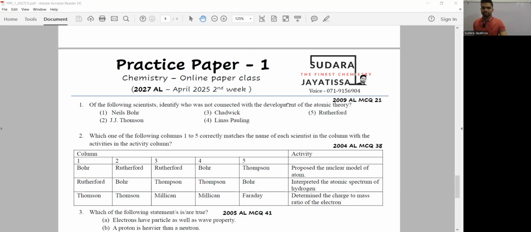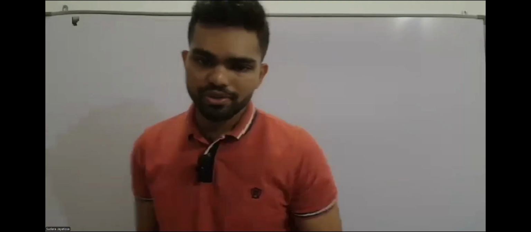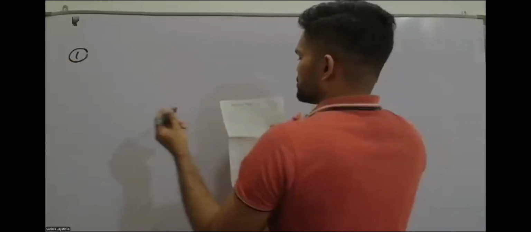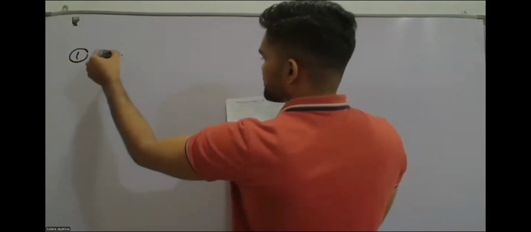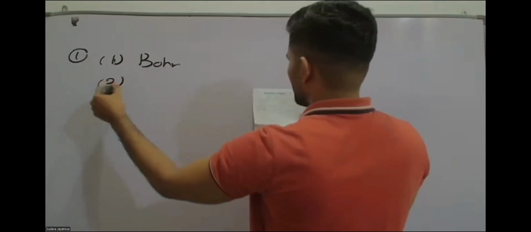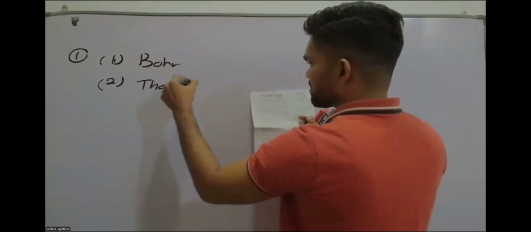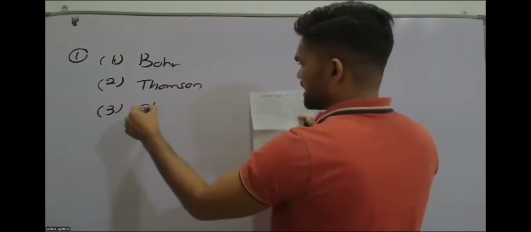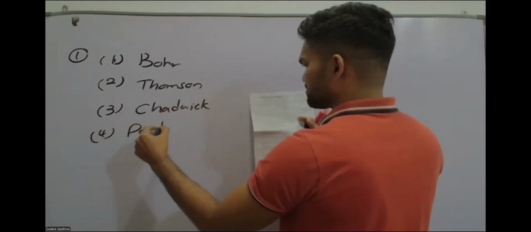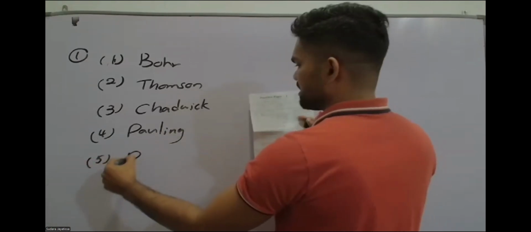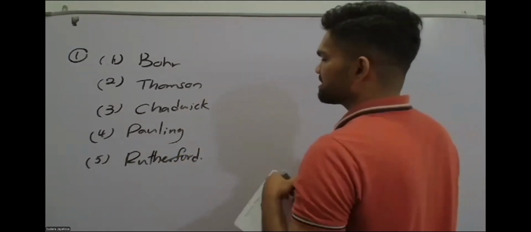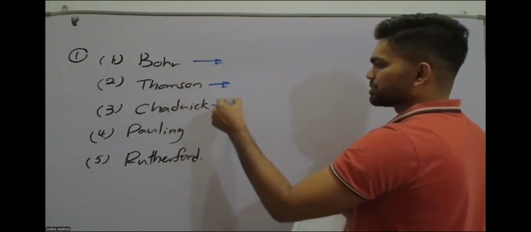Okay, discovery of neutrons. Right, now here's what we are going to do. Let's take our MCQ one. So we have 5 scientists now. In the first answer, you have Niels Bohr. In the second one, you have Thomson. In the third one, you have Chadwick. Fourth one, Pauling. And in the fifth one, you have Rutherford. So in front of each scientist, let's write what they discovered and what they are related to.